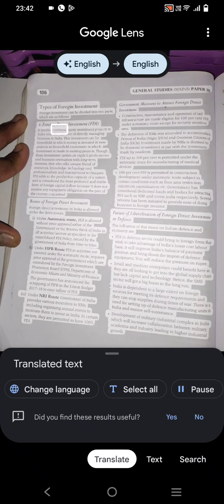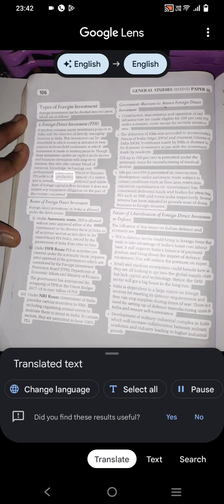It involves overseas equity investment projects in India with the objective of directly managing business in India. This investment can be greenfield, in which money is invested in new projects, or brownfield investment, in which investment is made in existing projects. Though these investments carry an explicit profit motive and business orientation with long-term interests, they also offer a unique blend of resources, knowledge, technology, and professionalism in management techniques.